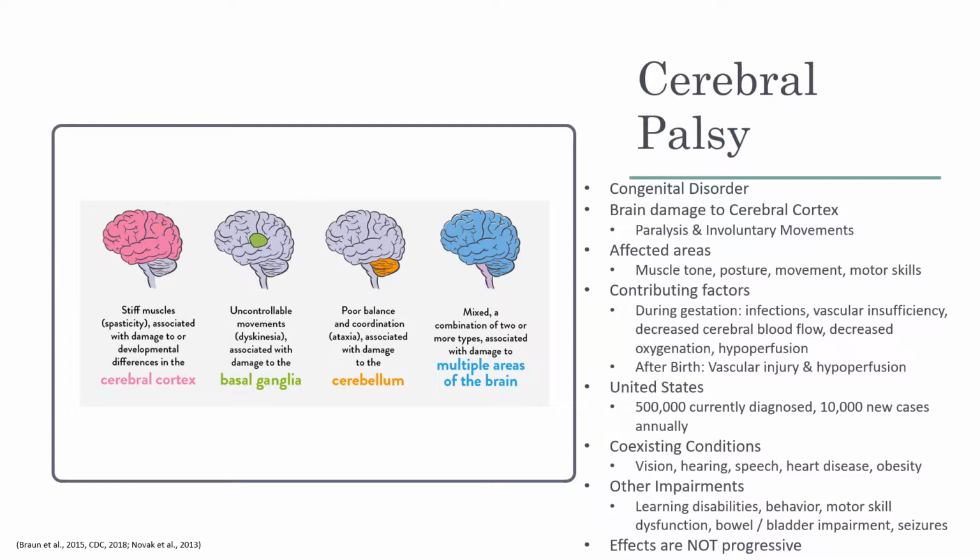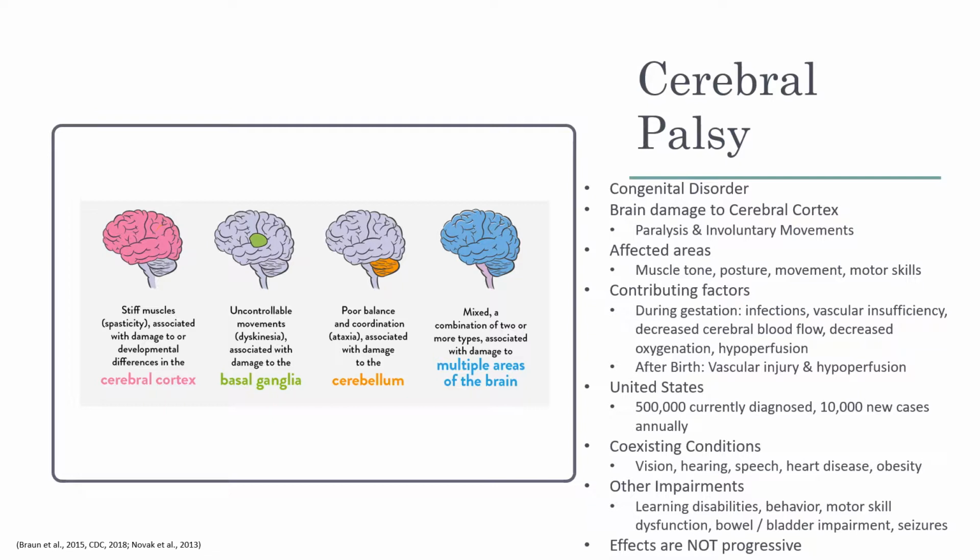And there are various disruptions that occur that are contributing factors and usually occur during gestation, such as vascular insufficiencies, decreased cerebral blood flow, decreased oxygenation, hypoperfusion. And usually what we see after birth are vascular injuries and hypoperfusion. Those are the two leading causes. So here in the United States, there are over 500,000 people diagnosed with the condition and 10,000 new cases that are diagnosed annually.